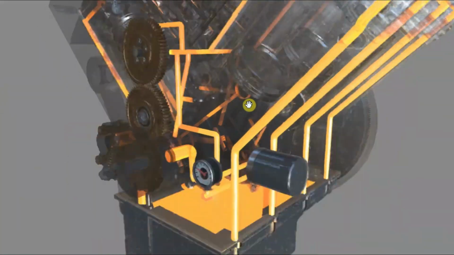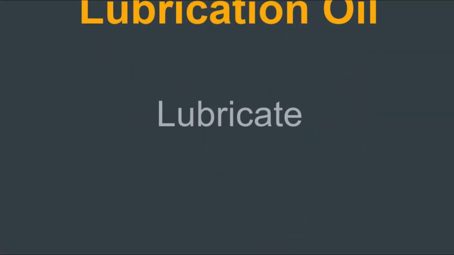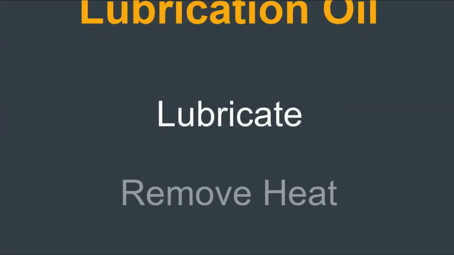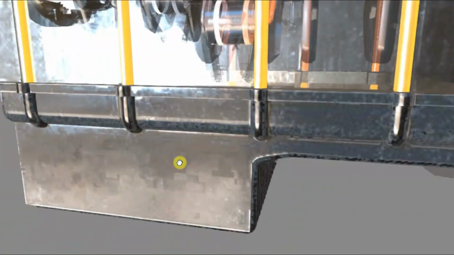So there are two main purposes of lubrication oil. One, to lubricate and reduce friction, and two, to remove heat. The oil returns back to the oil pan or the oil reservoir in the base of the engine, and there it's going to be cooled.